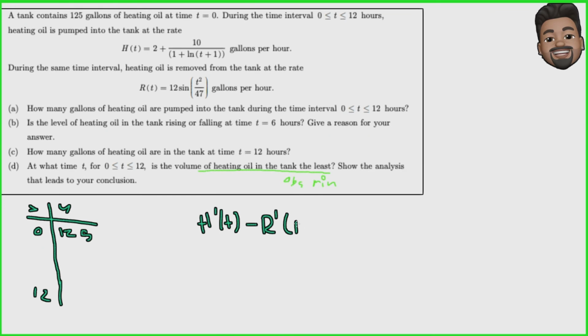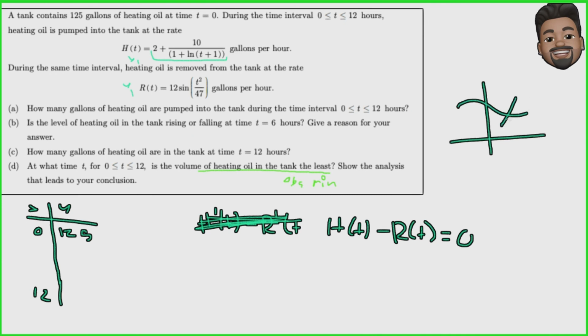Sorry. Why did I just say prime? I don't need primes. We're already given the derivative. My apologies. I need to do H of T minus R of T, and I need to set it equal to 0. All I would do is take this equation, put it in my calculator as y1, this one as y2, and then find when they intersect, because that is when they're equal to 0. That's when they're both the same values, right? There's no difference between the values. When I do that, I'll find my value.